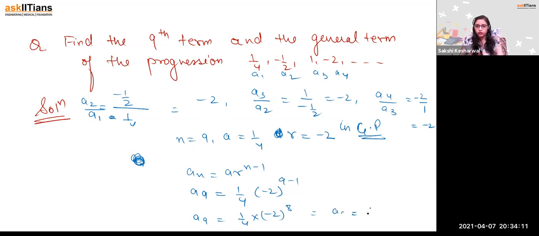a9 is equal to 1/4, and 2 to the power 8 is going to be a positive number, so it will be 2 to the power 8, and 2 to the power minus 2, it will be what, beta? 2 to the power 6. So 2 to the power 6 is equal to 64. This is your answer, right?